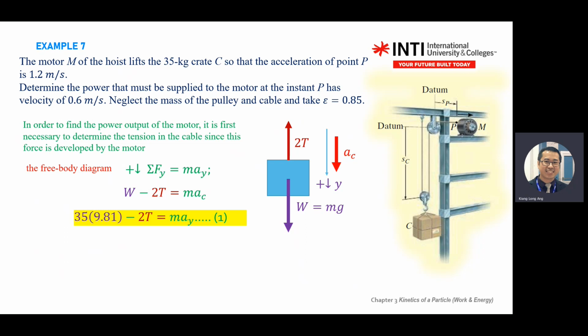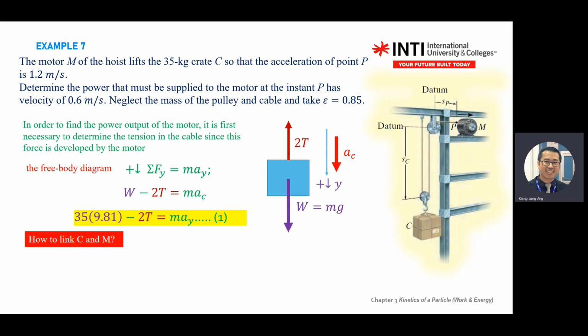You can calculate the weight by mg. M is given as 35 kilogram. Look carefully when it comes to assessment. Most of the time, we will not give you kilogram, we will give you megagram. So change the weight into kilogram.